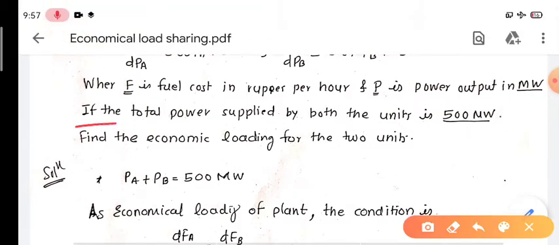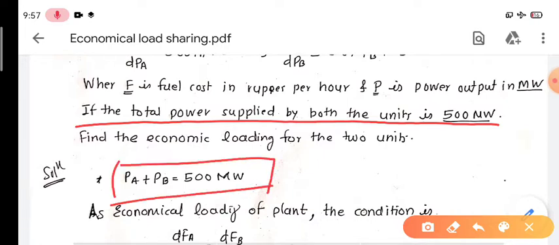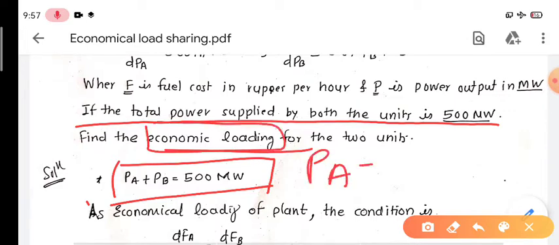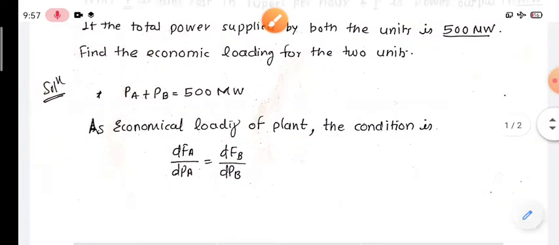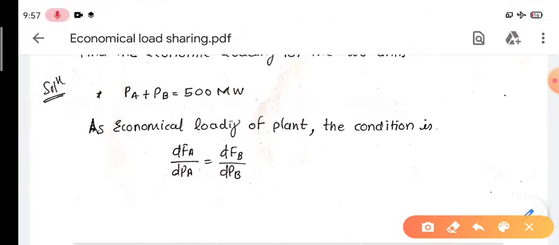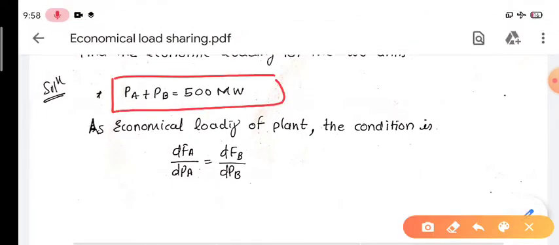If the total power supplied by both the units is 500 megawatt, it is nothing but PA plus PB equals 500 megawatt. Find the economic loading for the two units. Economic loading means, what is the amount of power output of A and what is the power output of PB out of this 500 megawatt if they are sharing economic load. So as per the numerical, PA plus PB equals 500 megawatt.